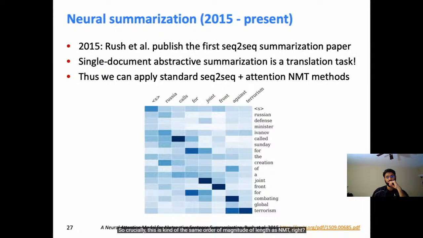So crucially, this is kind of the same order of magnitude of length as NMT, right? Because NMT is sentence to sentence, and this is kind of sentence to sentence, maybe at most 2 sentence to sentence. So this works pretty well, and you can get pretty decent headline generation or sentence compression using this kind of method.